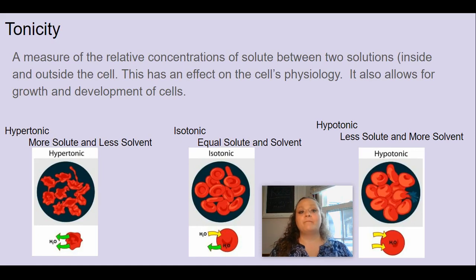Now let's get to that tonicity. This is essentially the measure of the relative concentrations of solute between two solutions. So essentially, you are looking at concentration both inside and outside of the cell in this situation, mainly because we're just dealing with biology, we're dealing with living systems. So, this is going to have an effect on the cell's physiology, on its physical characteristics. It also allows for growth and development of cells. The movement of water, the movement of molecules in and out of the cell is going to affect whether or how the cell is able to develop and grow.